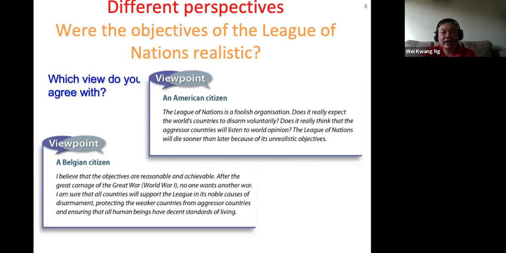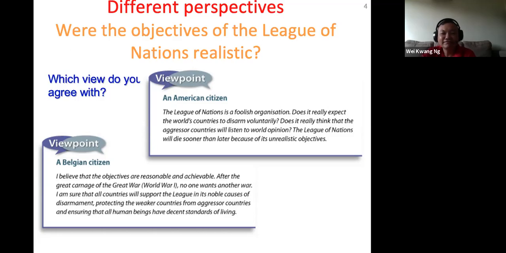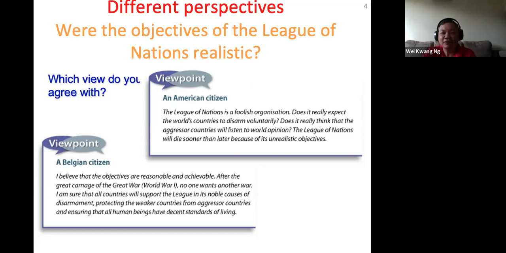And I'm going to get Elisa to answer. That means the rest of you can look through the answers and see whether your answers are similar to Elisa's. Elisa, I want you to look at source B now, the Belgium citizen, and I want you to tell me what is the viewpoint, or the perspective, of this Belgium citizen. The Belgian citizen supports the LON. Okay, how do you know that? So he's supportive of the LON.